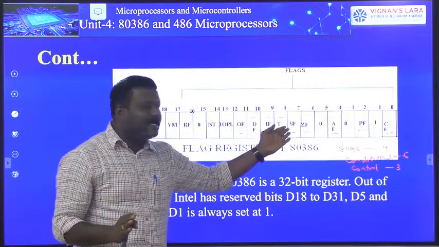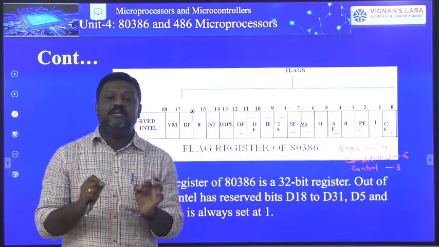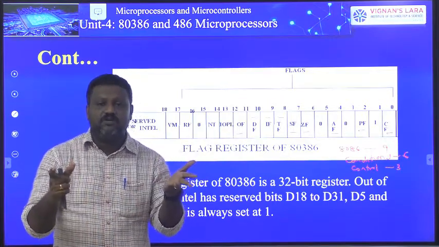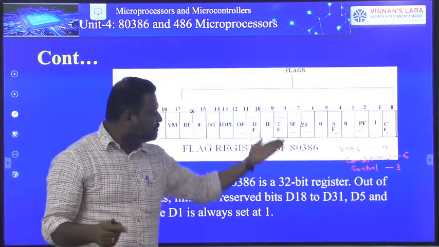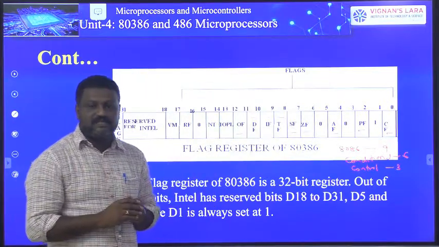So what is the setting condition for SF? SF is set to 1 once the most significant bit of the result is equal to 1. In the remaining cases, it is equal to 0. So that is about the sign flag.